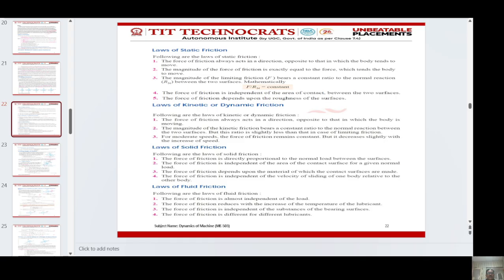Laws of fluid friction. The force of friction is almost independent of load. The force of friction reduces with increase of temperature of the lubricant. The force of friction is independent of the substance of the bearing surface. The force of friction is different for different lubricants.